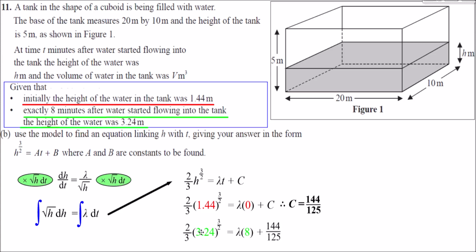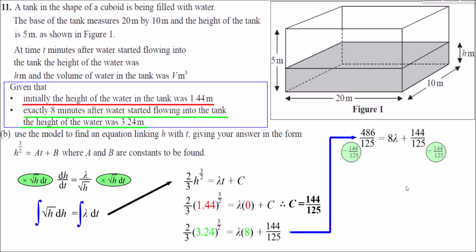So if we do that here, 2/3 of 3.24 to the power 3 over 2 equals lambda times 8 plus c, but now we know that c is 144 over 125. This looks awkward, but we can rearrange it simply enough using the calculator. I'm going to give myself some more space and do the working over here. So what I'd suggest we do now would be to just rewrite it as simplified. This term here, if you try it on the calculator, becomes 486 over 125. Lambda times 8, I've just written as 8 lambda, not touched, plus 144 over 125.